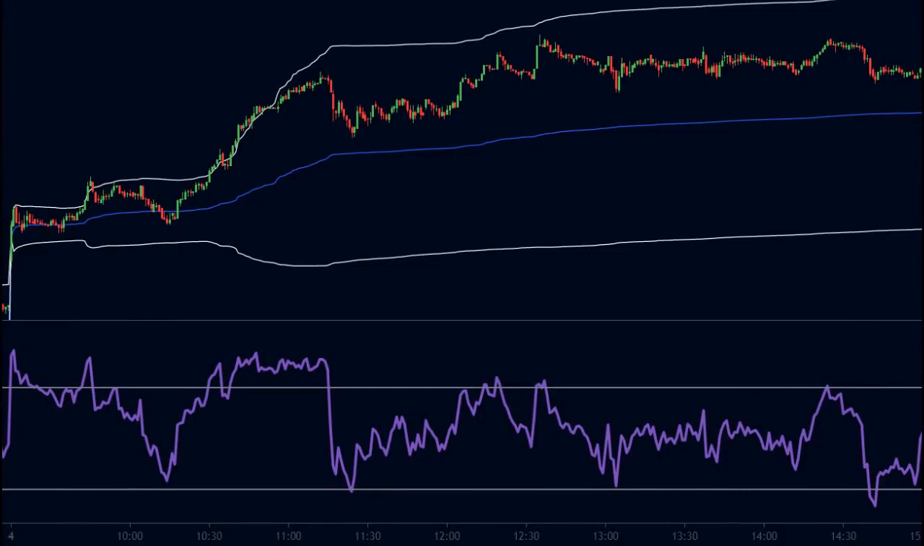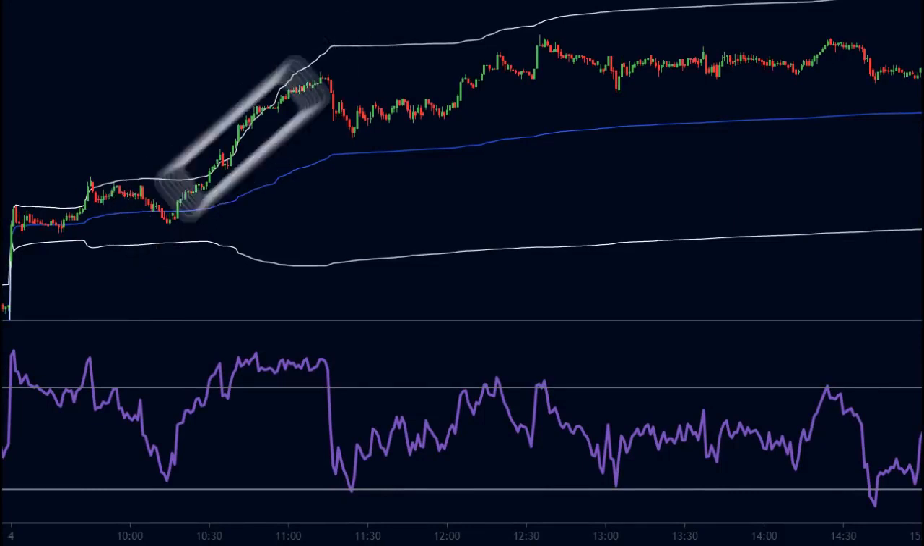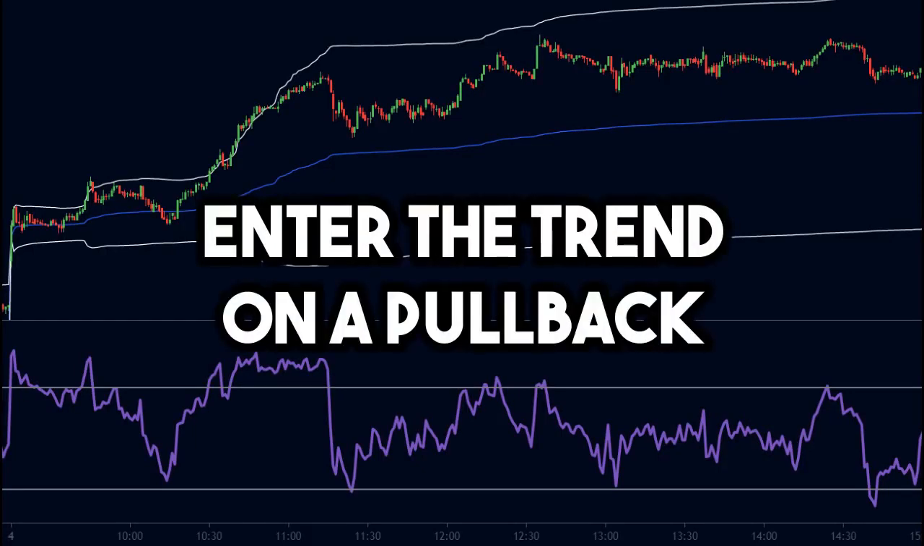Here on this chart we see that the price was trading around the upper band without any resistance. And the price was trading above the Vwap as well. So we can confirm that the price was in an uptrend. So in an uptrend, our goal would be to enter the trend on a pullback.